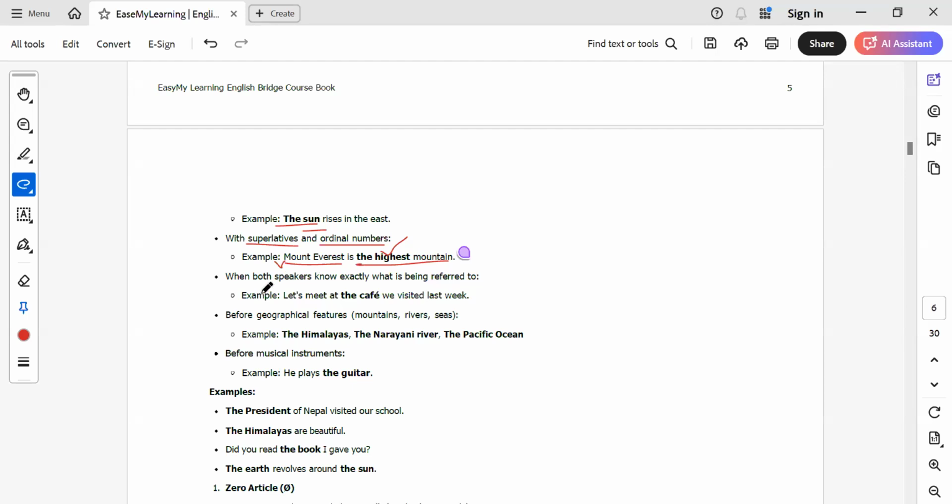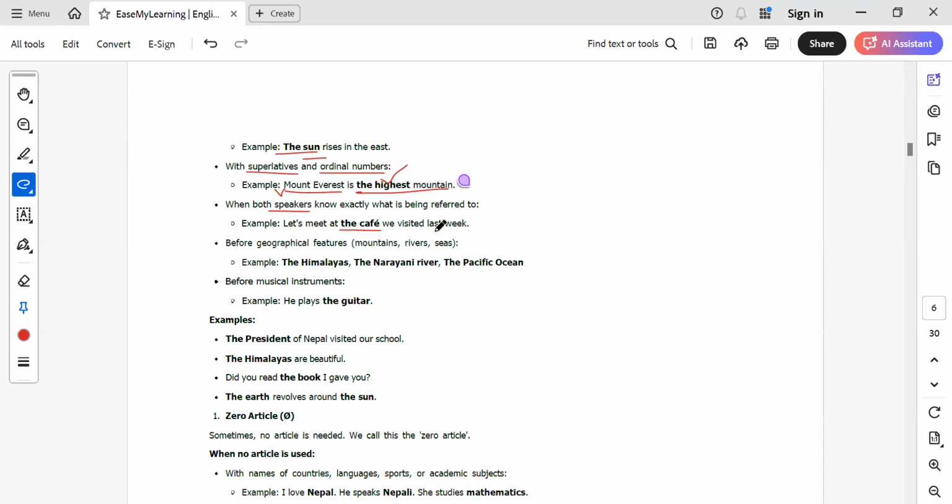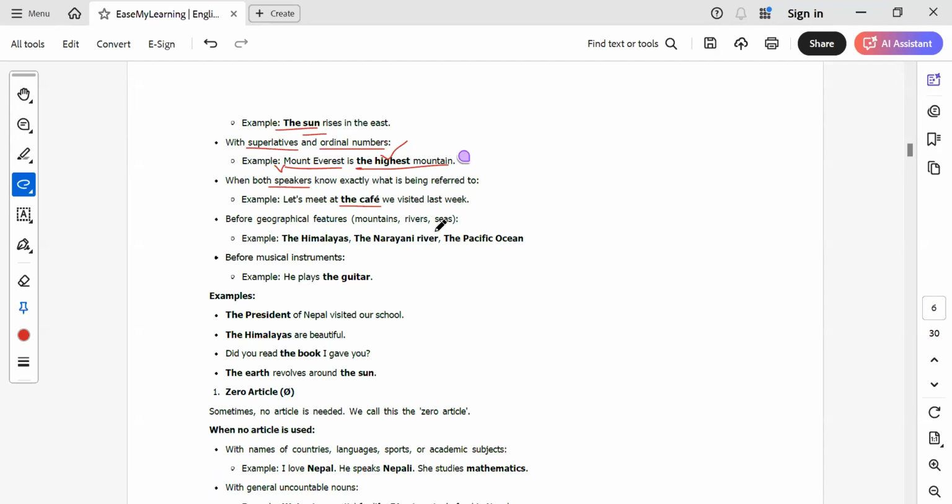So when both the speaker and the listener know what is being talked about, then we use the. For example, let's meet at the cafe we visited last week. Suppose me and my friend went to a cafe last week. So we know which cafe is being talked about. So we use the instead of a. We don't use a because we've already been to that cafe and we know which cafe is being talked about. Okay, so hope that is clear.